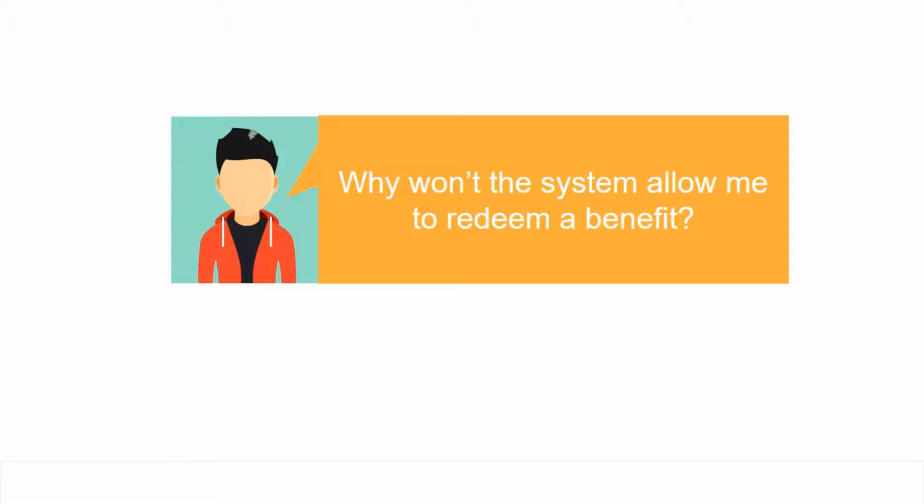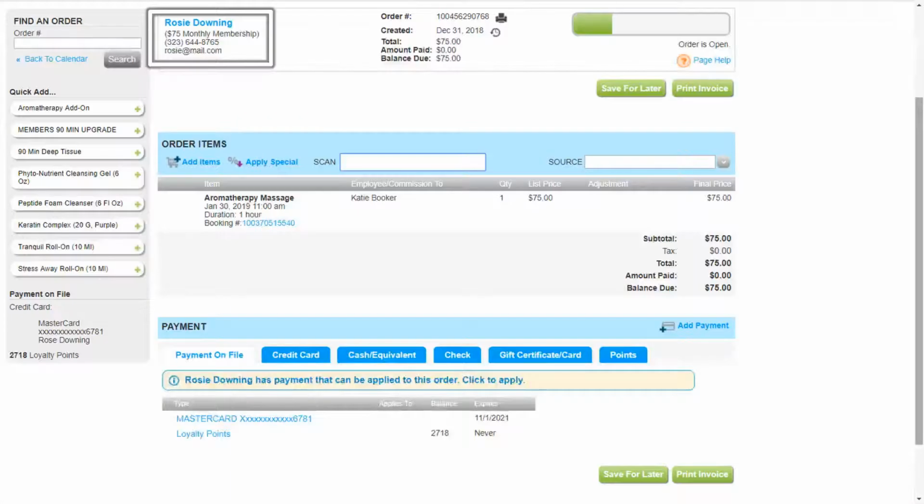We're going to take a look again at my customer, Rosie. We can double check here in the order that the right customer is selected, in case we have customers with the same name or similar names. And we also want to confirm that this customer in the order has an active membership. I can tell that because we see that membership name right below Rosie's.